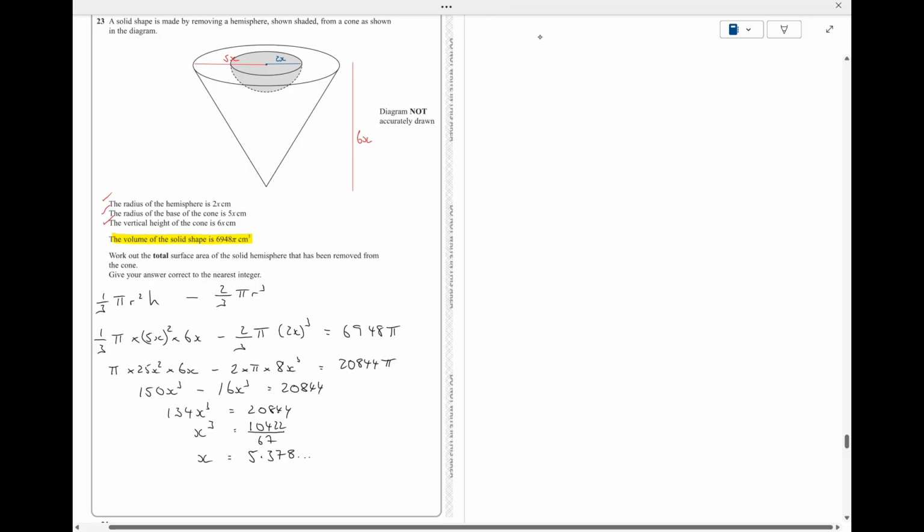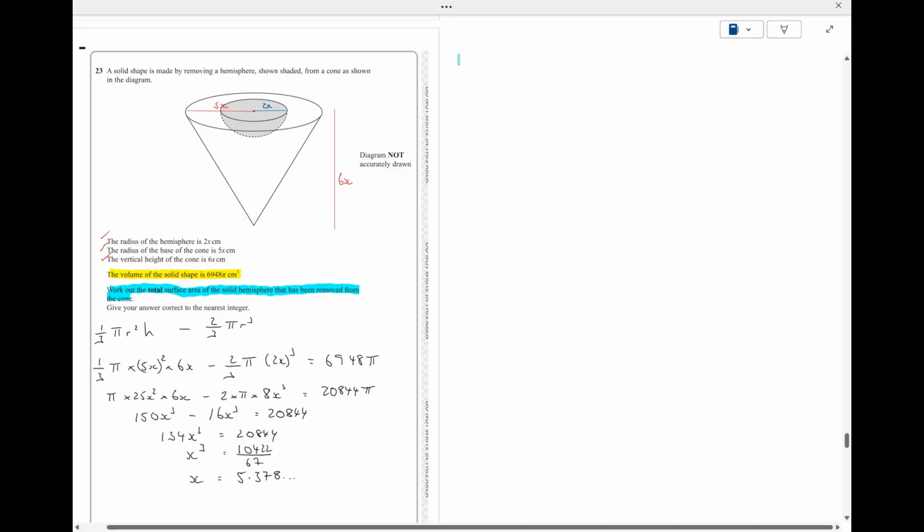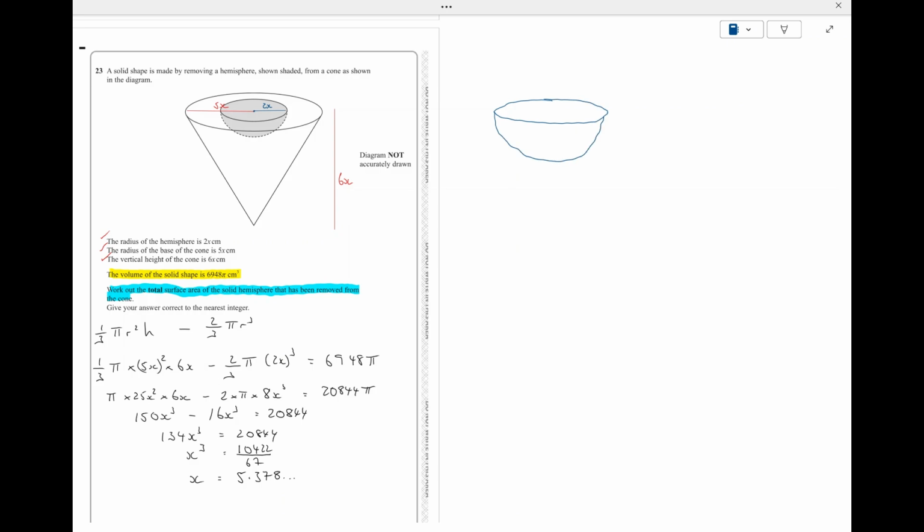Now let's go back to the question, shall we? Here's the question. The question is, work out the total surface area of the solid hemisphere that has been removed from the cone. So I have to work out the total surface area of that hemisphere that's been taken out of the cone. Here it is, and it has a radius of twice x. Oh, well, I know what that is. Just do times 2 on my calculator. So the radius of this hemisphere is 10.756.